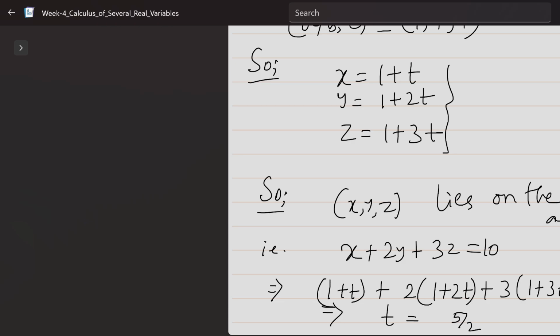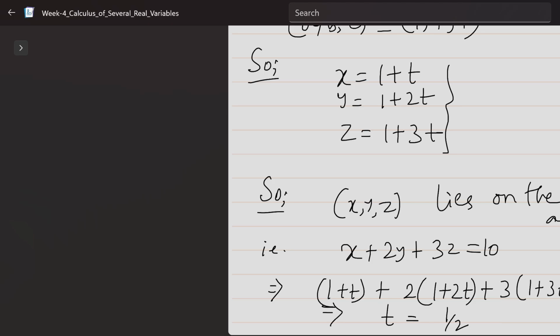So this point t, what is x comma y comma z? This point is 1 plus t, 1 plus 2t, and 1 plus 3t. Oh, I am very sorry. This t is half actually. By calculation, I did some mistake. So here t is half. You can calculate, this is a linear equation. Just calculate.